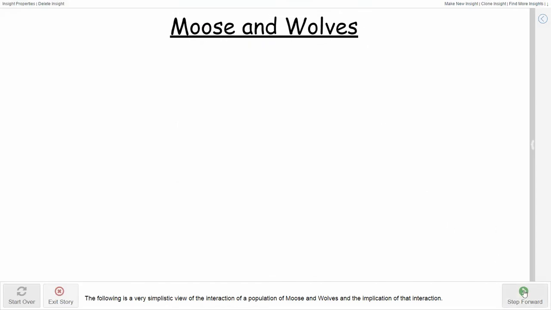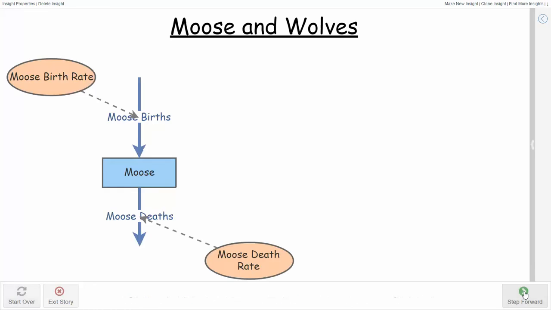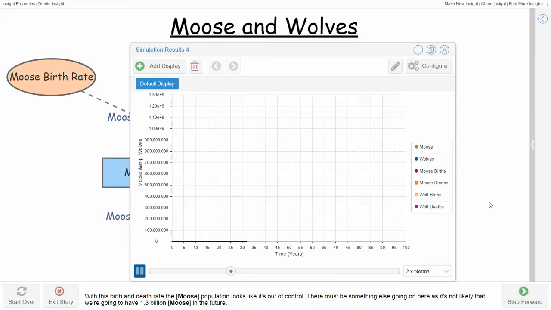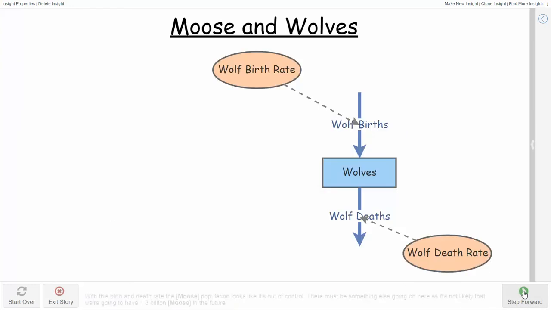Here's a relationship between a population of moose and wolves. If I start with a model for a population of moose where the moose have birth rates and death rates, and assign some values to this, the model will say that the population of moose will develop over 100 years to about 1.3 billion moose, which is a little ludicrous. I mean, one doesn't expect to find that many moose around.